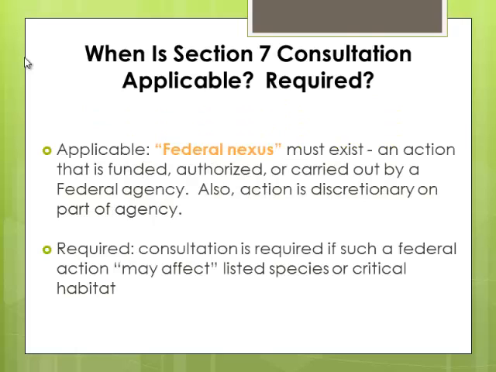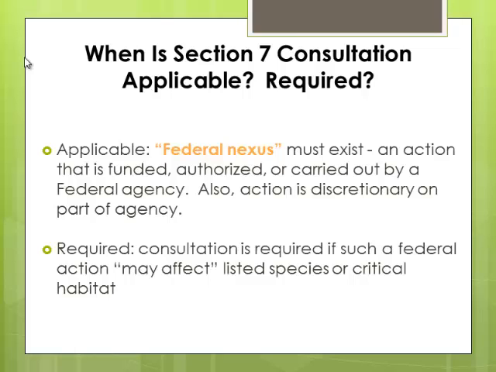When is Section 7 consultation applicable or required? Whenever there's a federal nexus. So Section 7, whenever there is a federal nexus, an action that is funded, authorized, or carried out by a federal agency. Or, also this is important, that the federal agency has a discretionary action. So they need to be able to have discretion in that action. There are times when the federal agency does not have discretion in their action, and that is not considered something that they need to be consulting on.